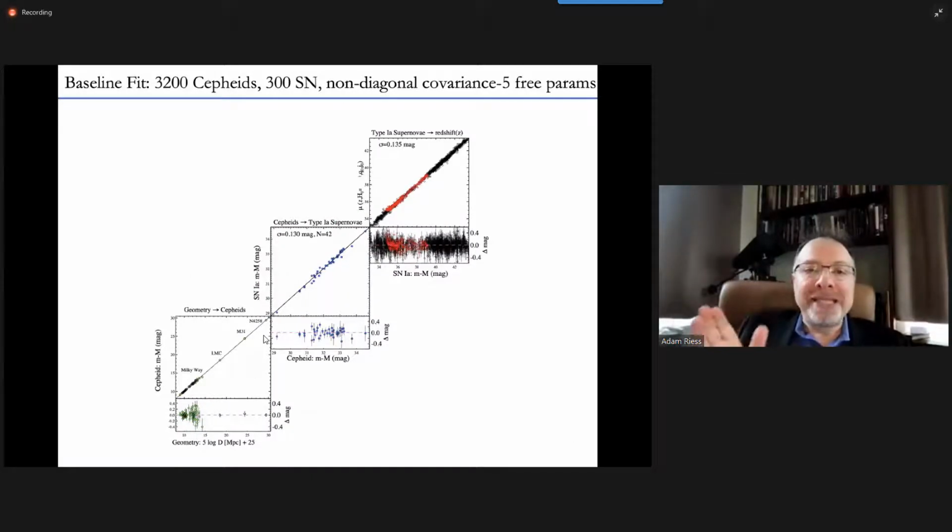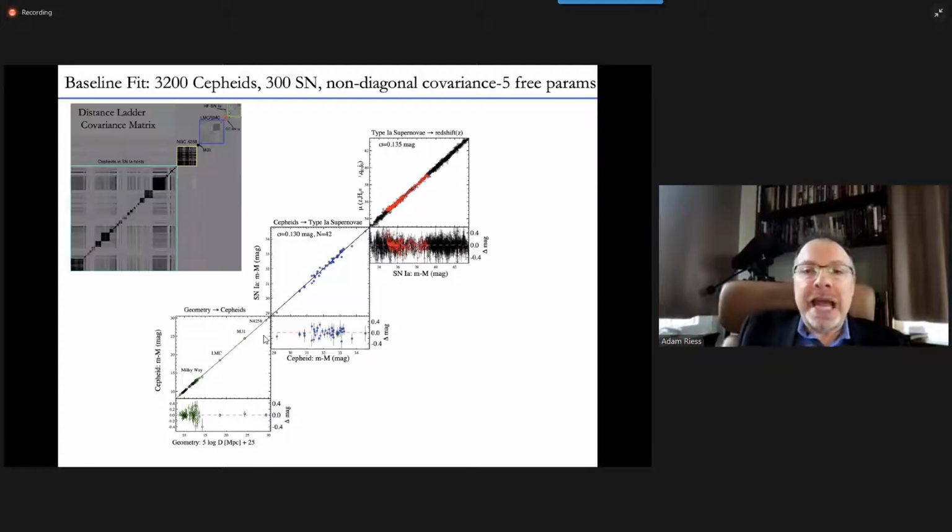Okay, so going to the baseline fit now of the full data set, 3,200 Cepheids, 300 some type 1a supernovae in the nearby Hubble flow with matched demographics across the second and third rung. And now for the first time, a non-diagonal covariance matrix. So this is the distance ladder covariance matrix that characterizes the covariance between Cepheids in the same host. Those are the black squares due to background covariance. Cepheids in distant hosts because of the metallicity scale. And then, of course, the supernova covariance that Dan and Dylan talked about.